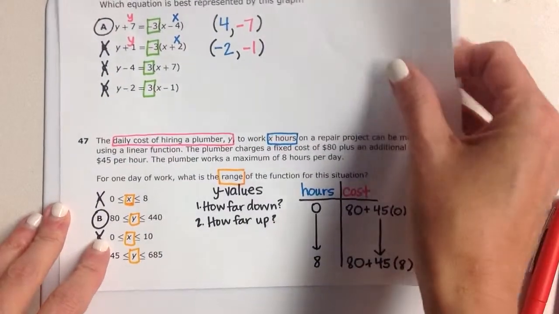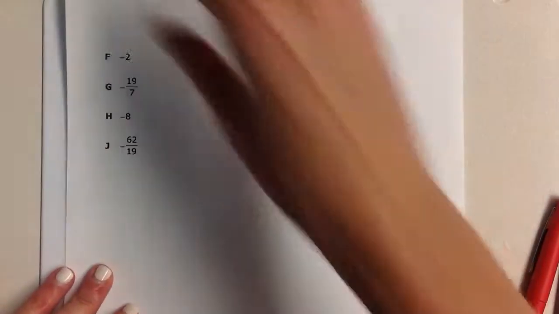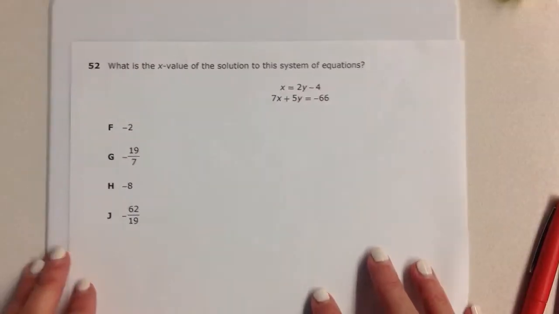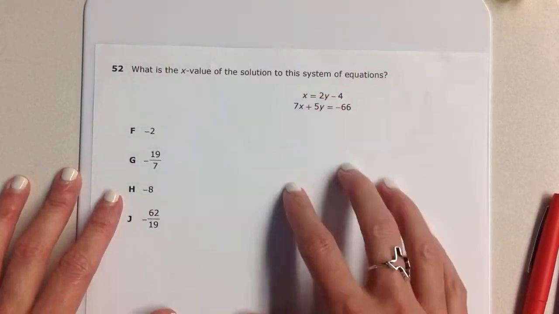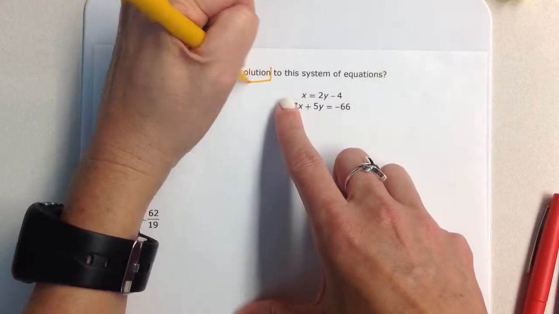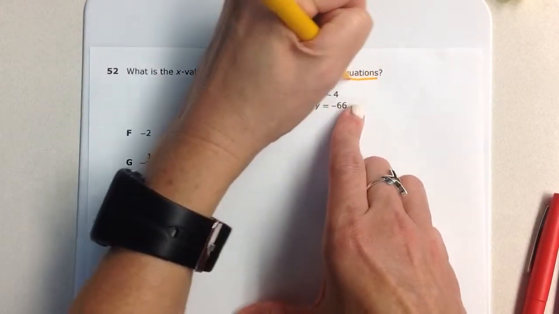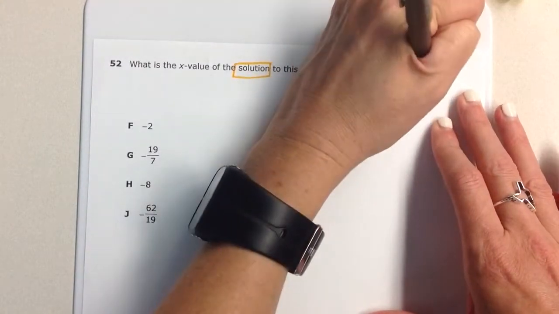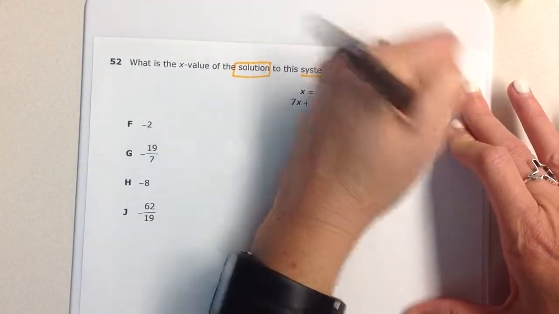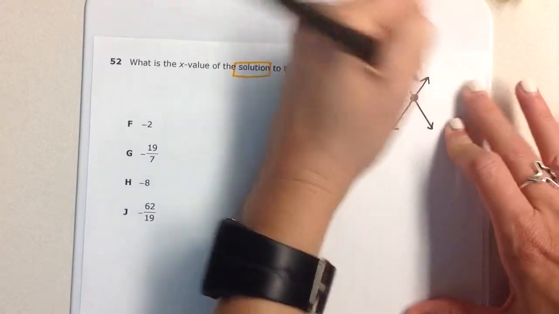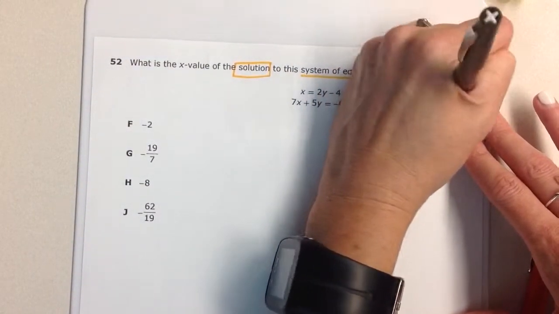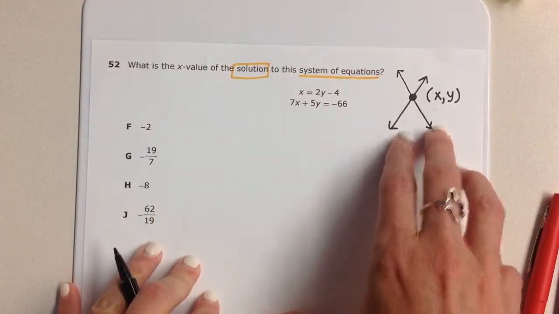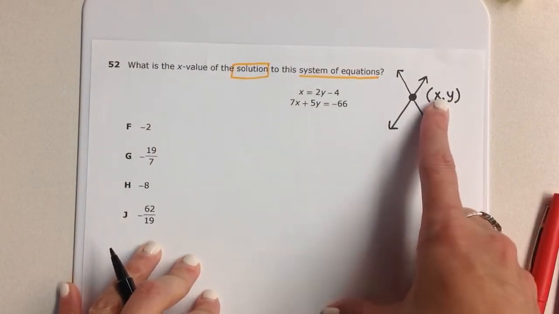All right, and so now looking at question 52 from your benchmark. What is the X value of the solution to the system of equations? So remember, a solution to a system of equations is going to be where those lines intersect. It's going to be the X answer and the Y answer for that intersection. So I'm really going to get two answers if I put it together.